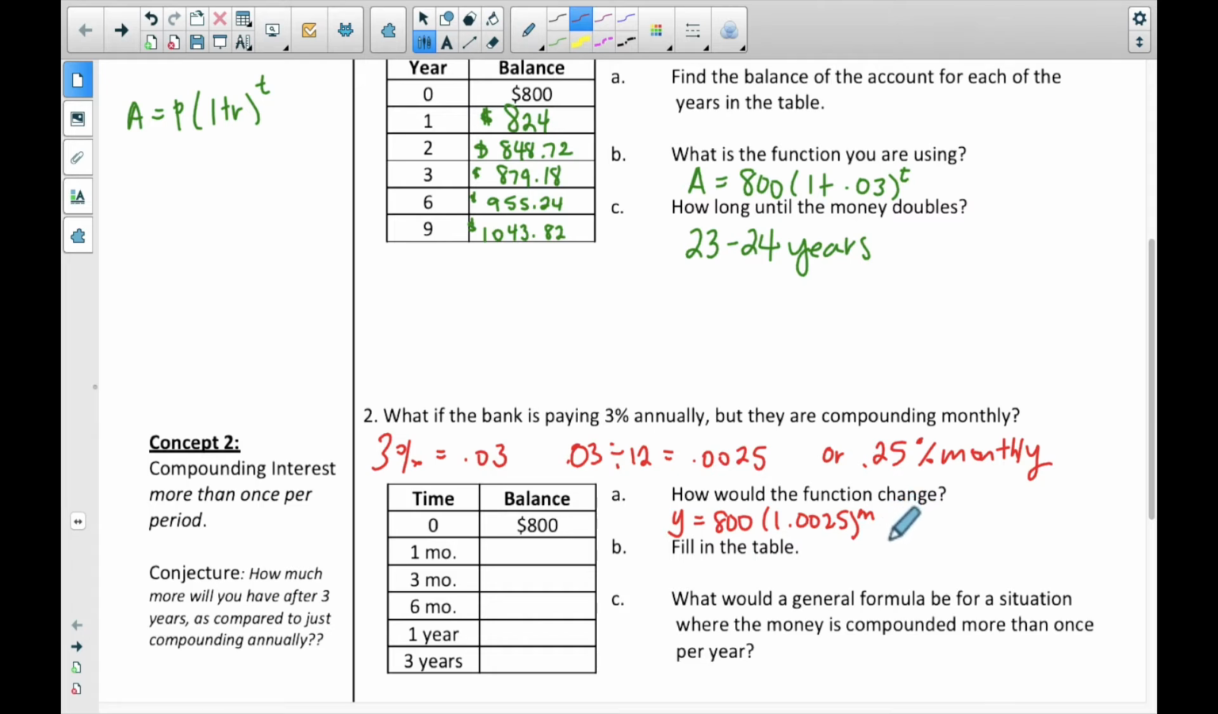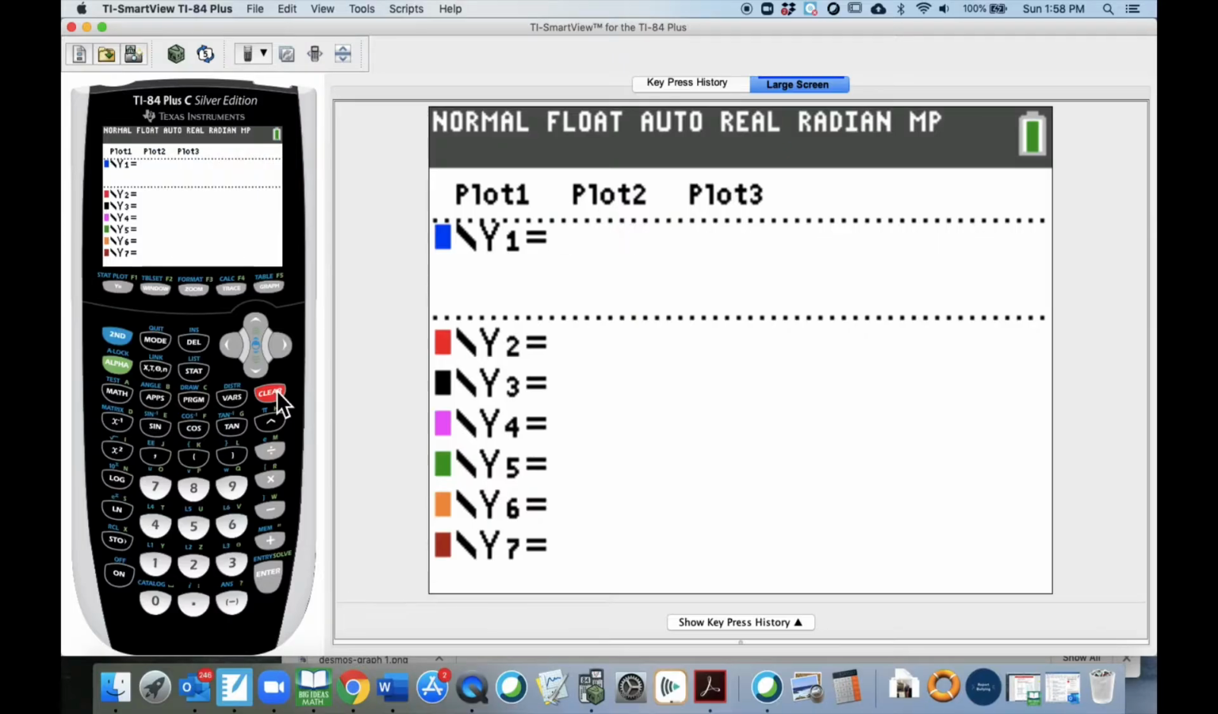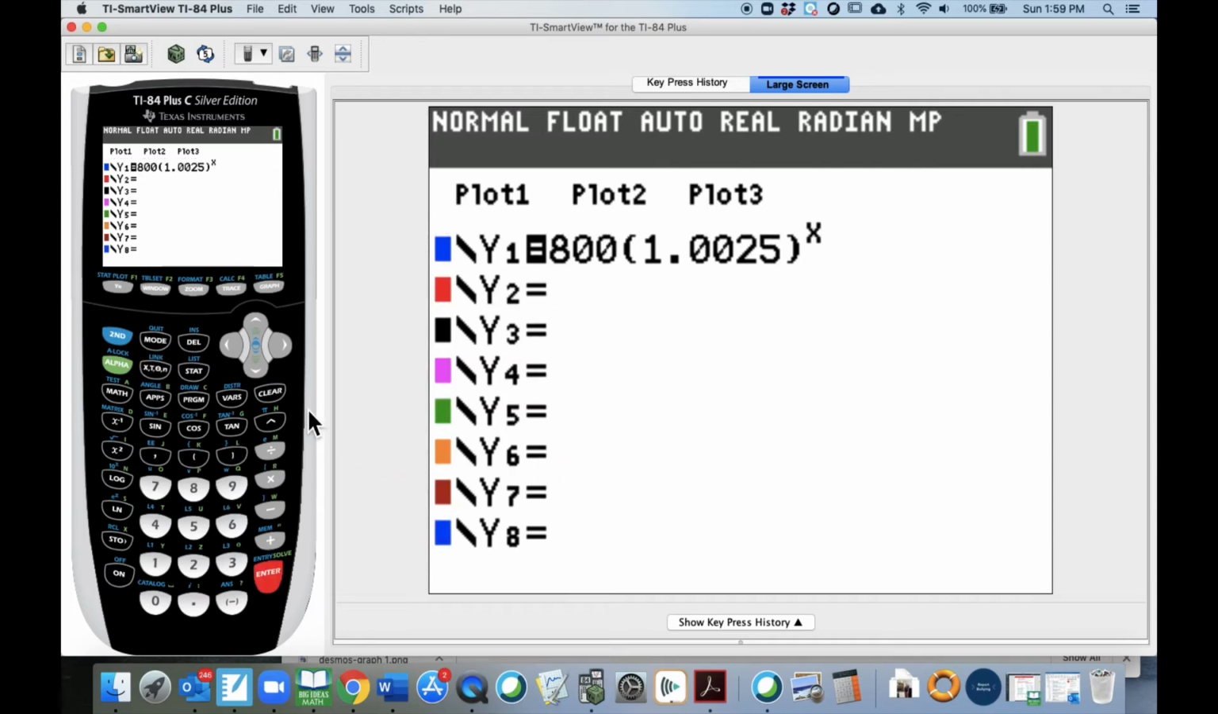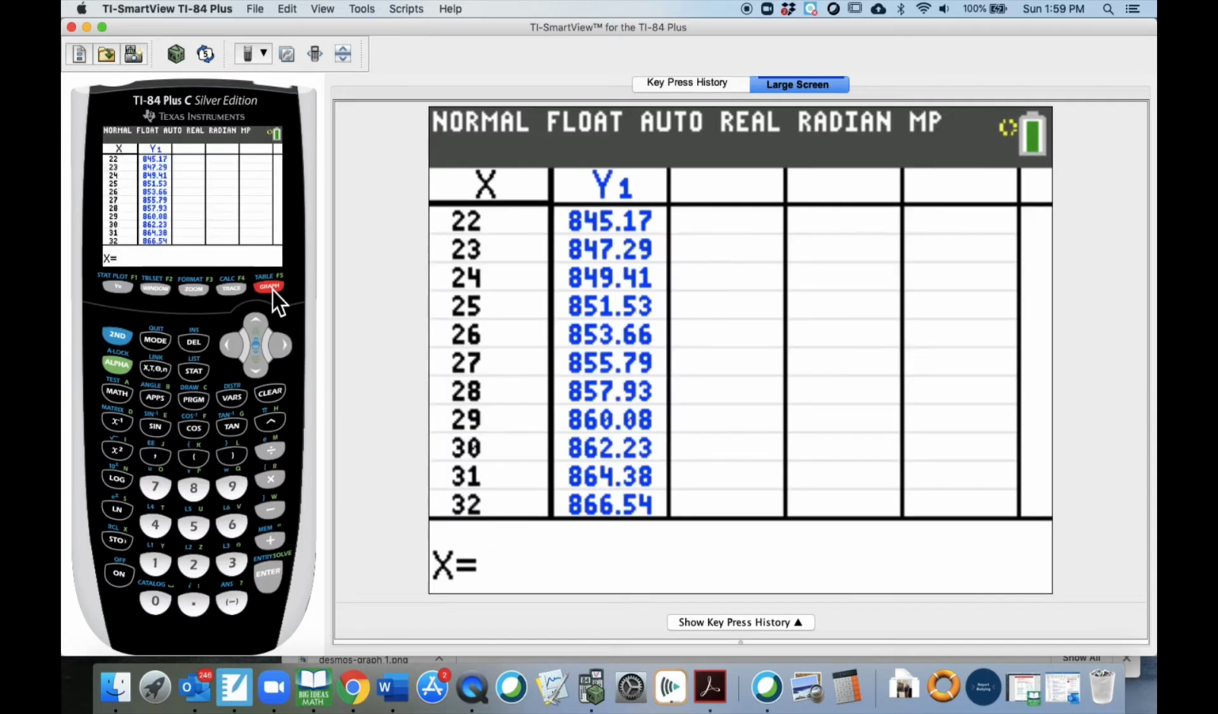So now I'm going to go back to my calculator and I'm going to put this into my y equals button. So I have 800 times 1.0025 to the M, the month. I'm just going to use X on my calculator. So now when I go back to my table, I'm going to hit second table, and I get this table. Oh, I'm way off, right? I want to go back to 1.